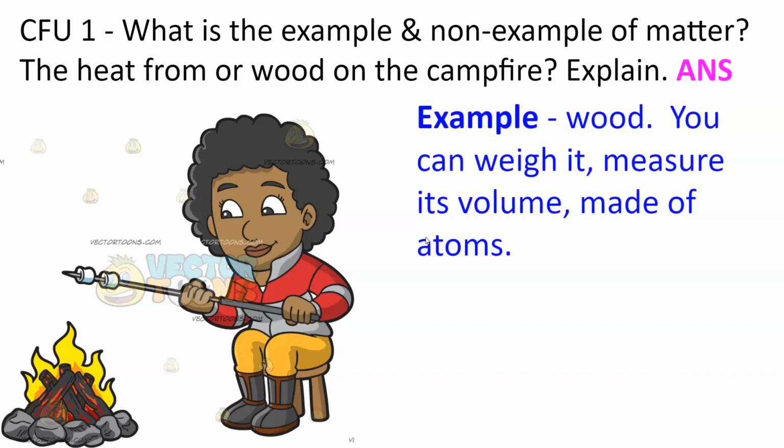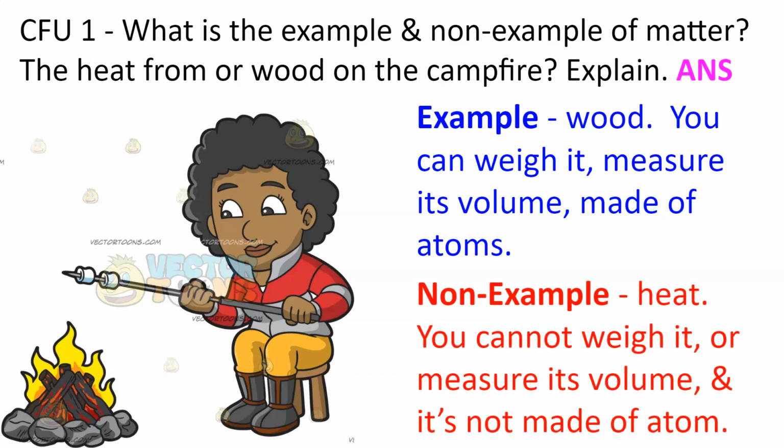So wood is an example of matter because you can weigh it and measure its volume. And of course, wood is also made of atoms. Whereas the heat itself, you cannot weigh it or measure its volume, and it's not made of atoms, so that will be a non-example. It's not matter.